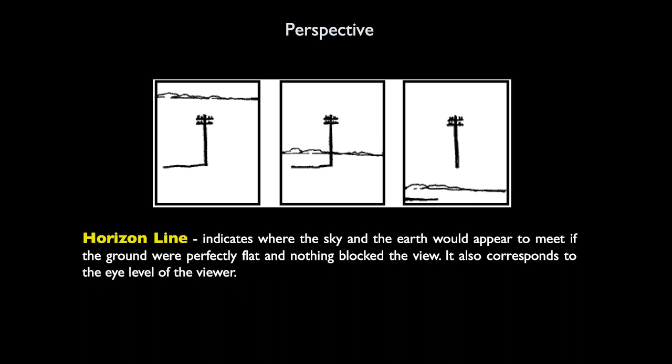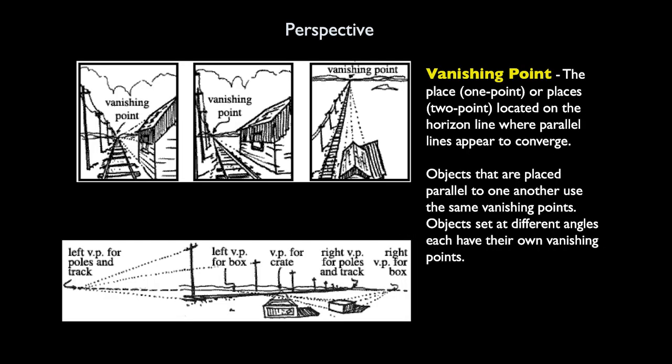So if you think about what the horizon line is, this indicates where the earth and sky would meet if there was nothing blocking your view. So it also corresponds to the eye level of the viewer. Most often there is something in the way, like mountains or trees or buildings or whatever. So just think of it most often as that eye level of the viewer when you're creating these drawings.